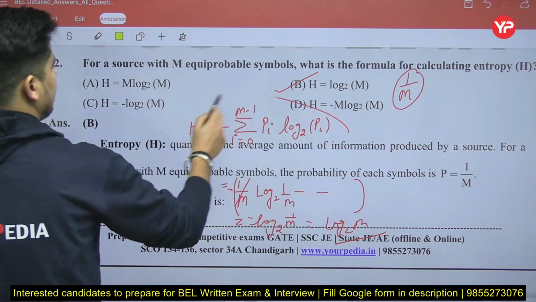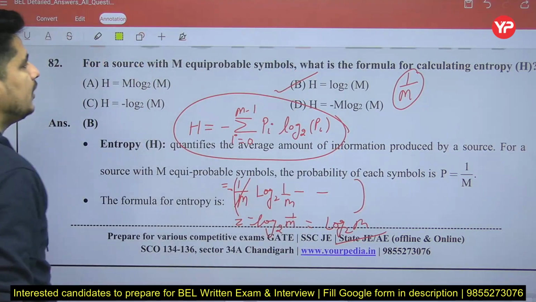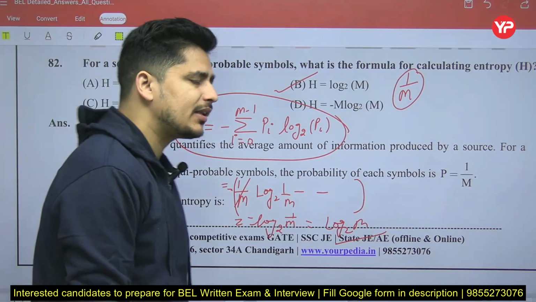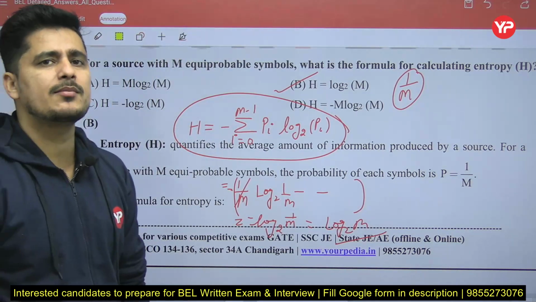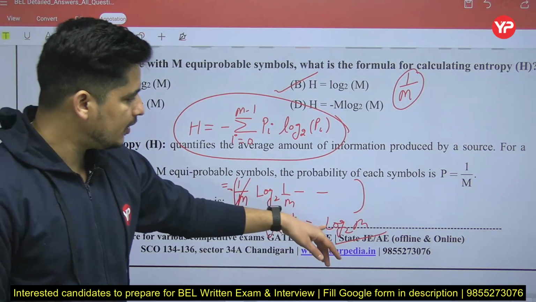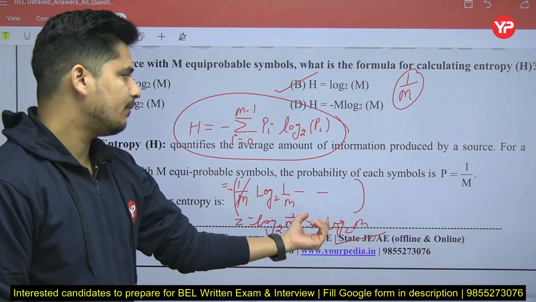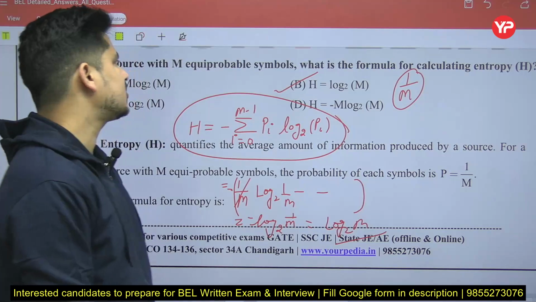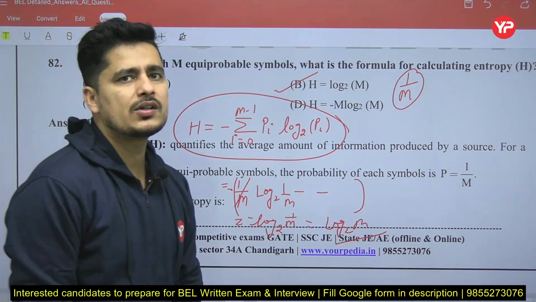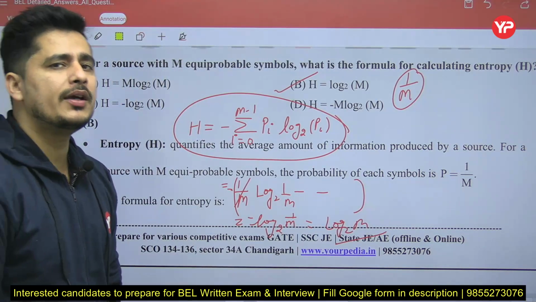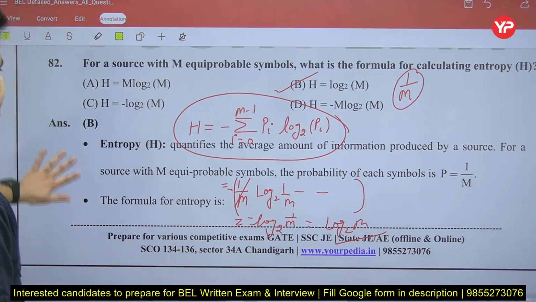Whenever you have to calculate the entropy, that is the formula. If you can remember it: the entropy of m equiprobable symbols is log base 2 of m, where m can be any number. Let us take 3 equiprobable symbols. What is the entropy? That is log base 2 of 3. That is the formula.